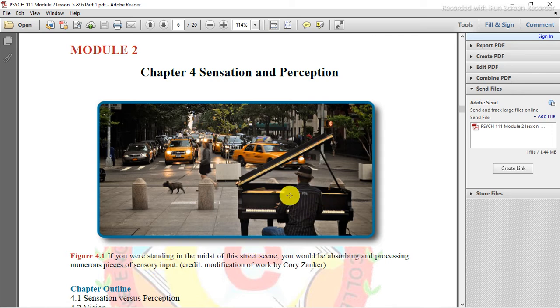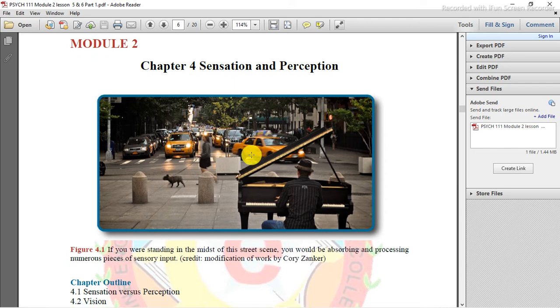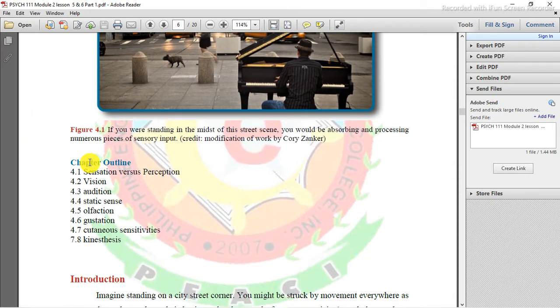May nakita kang piano, may nakita kang tumawid. Pag tumatawid ka, you're using your eyes. Ang ingay, no? You are touching something. May narinig ka naman, may naamoy kang baho ng sasakyan. And may nakita ka, and there's something, a sense. So lahat ng sense mo gumagana dito. Now, the objective or outline of this is sensation versus perception.